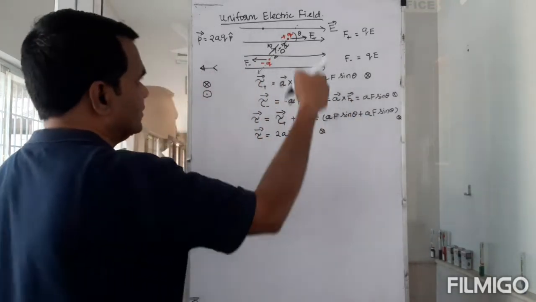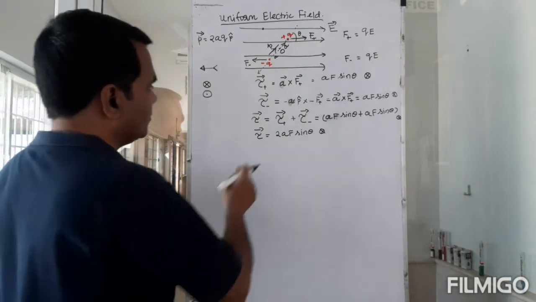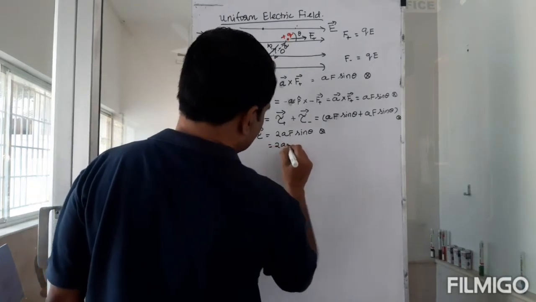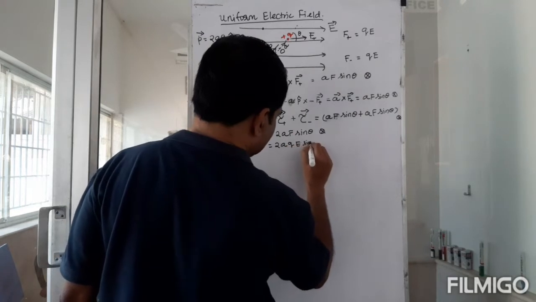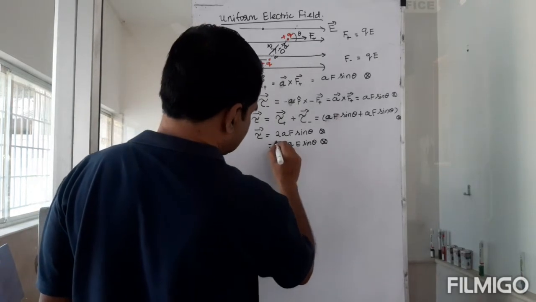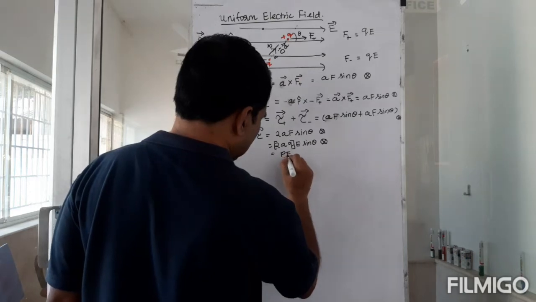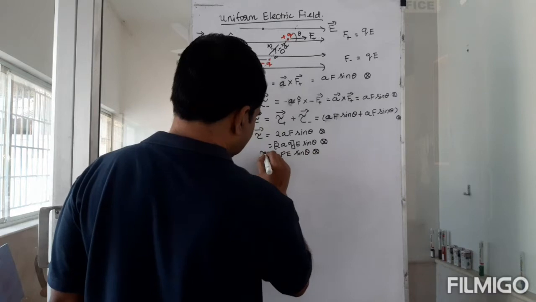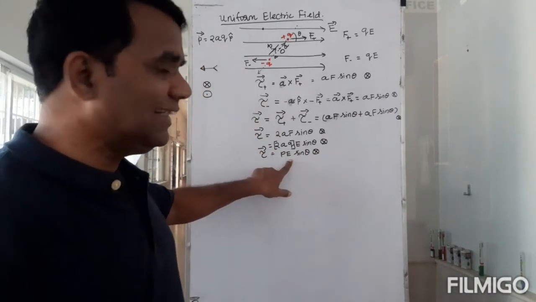Okay, so this is the direction. Let me expand on this now. 2A, then F is QE, right? So QE sine theta in this direction. So now what is this? 2AQ, that's P. So you've got PE sine theta in this direction. Very good. I've got P, I've got E now.